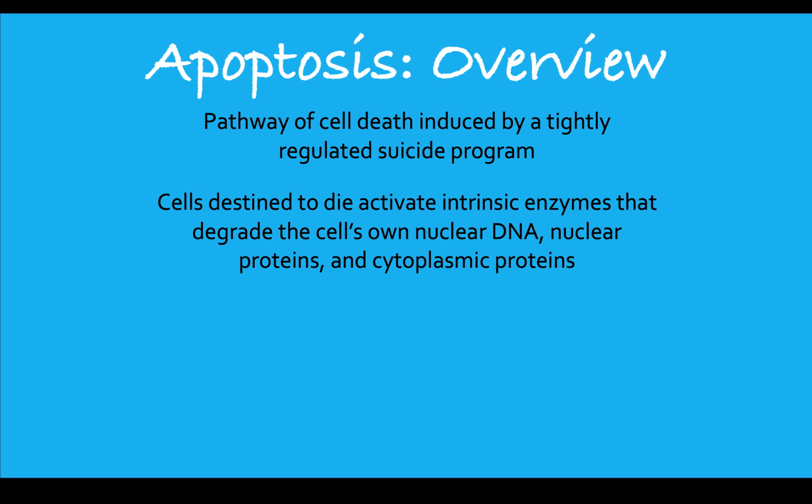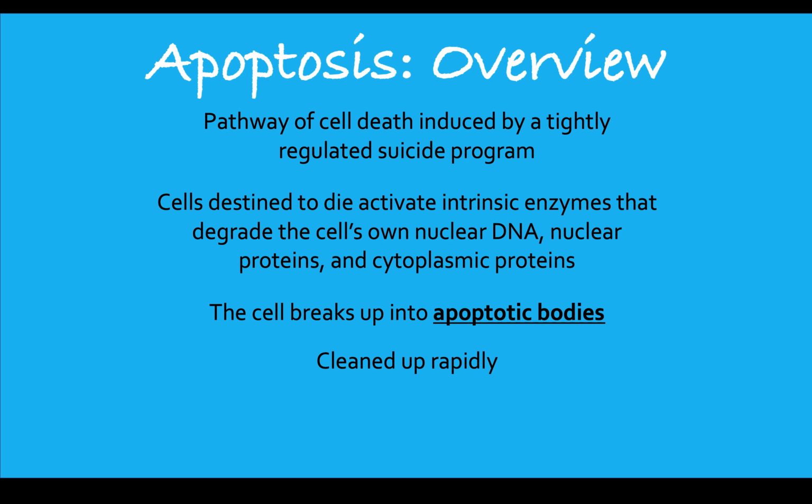So these are apoptotic bodies. These are little fragments of the cell that are going to come off. These are called apoptotic bodies, and these are going to be cleaned up very rapidly. So whatever's left of the cell and all the apoptotic bodies are cleaned up rapidly, and that is why in apoptosis you're not really going to see inflammation, whereas in necrosis you do. So that's one of the main differences between the two that's very high yield.